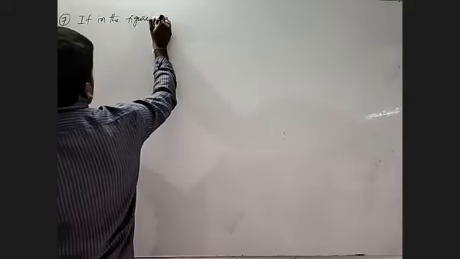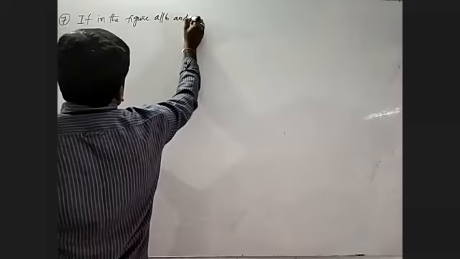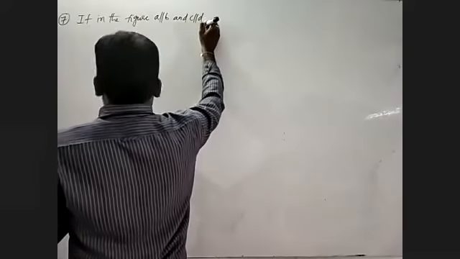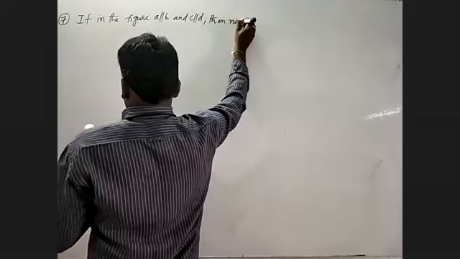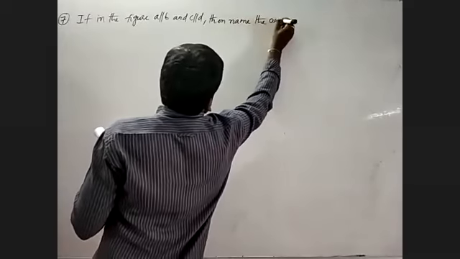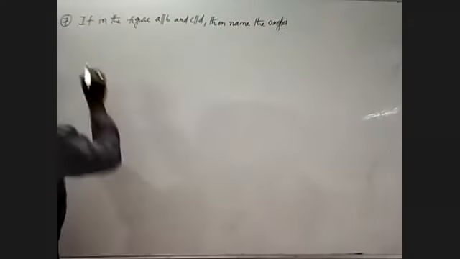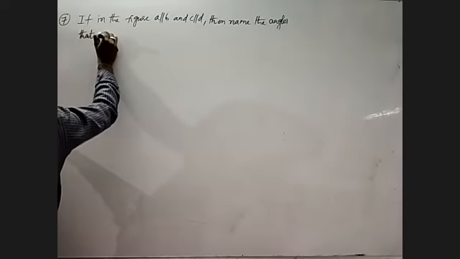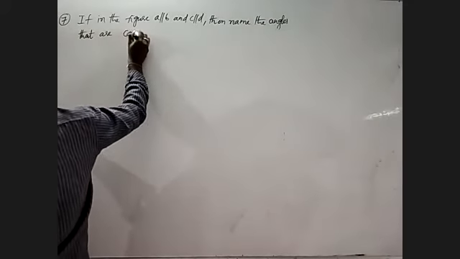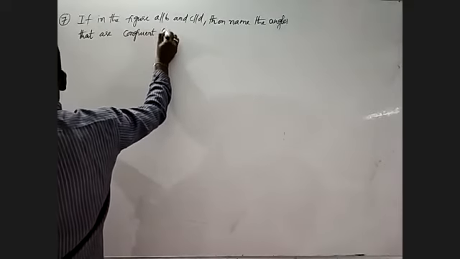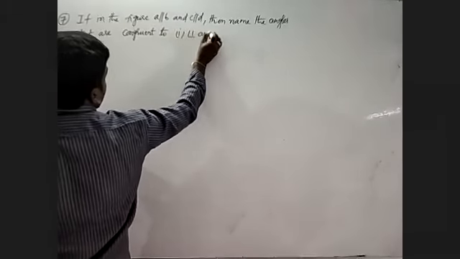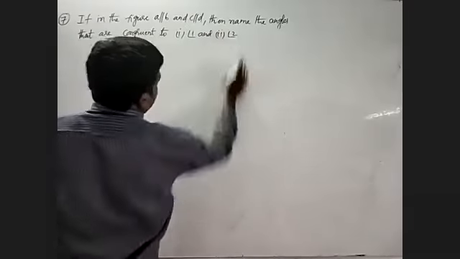Observe, this is more important. Seventh one. If in the figure A is parallel to B and C is parallel to D, then name the angles that are congruent to first one, angle 1, and second one, angle 2.